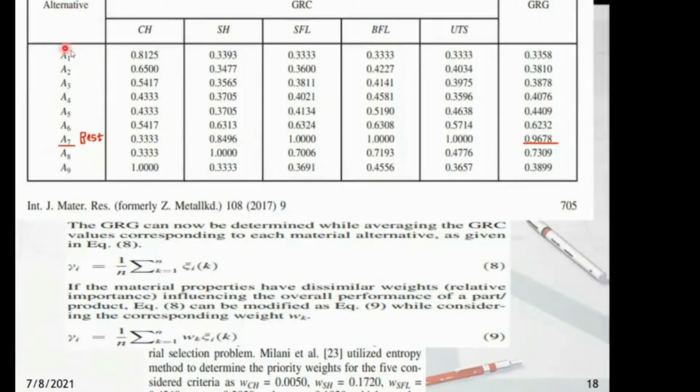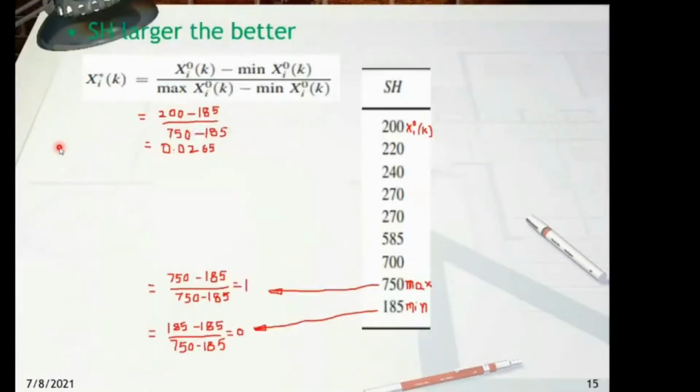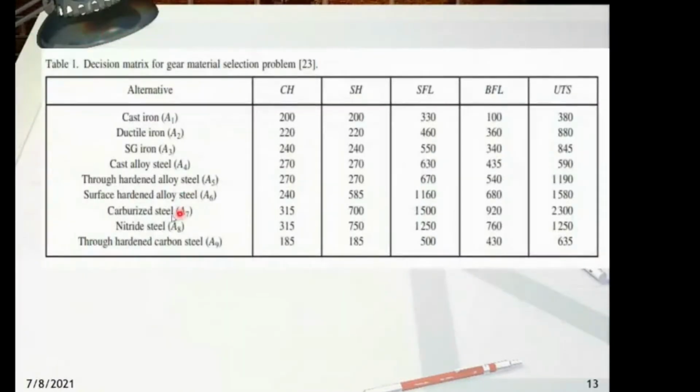And out of the available materials and their data, out of these 9 alternatives, this A7 is the best alternative to make the gear material. And what is that material? That material A7 is the carbide steel. The carbide steel has a core hardness of 315, and even though this is 700, these 3 properties are high: 1500, 920, 2000. These 3 are high. Even though these 2 are not the lowest and not the highest, these 3 properties are high.